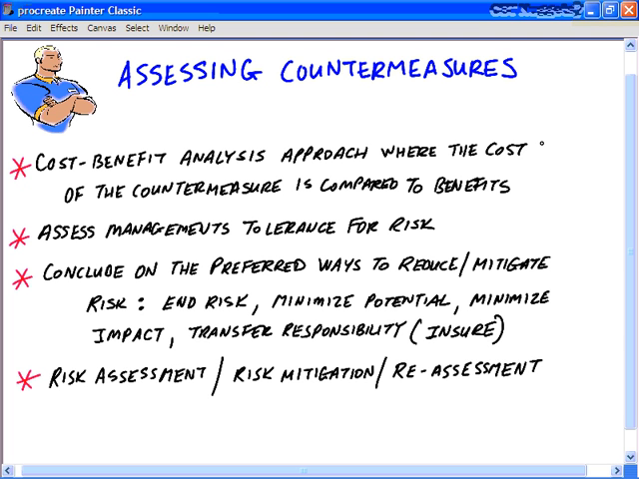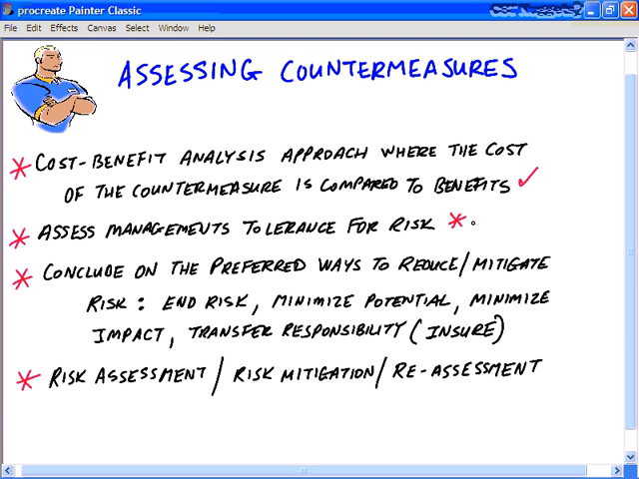So we assess the countermeasures to see, first of all, through a cost-benefit analysis, if the cost of the countermeasure is actually worth it. Is it worth it compared to the benefits that we gain from mitigating against the threat? Then we want to assess management's tolerance for risk. Some organizations have a higher tolerance.